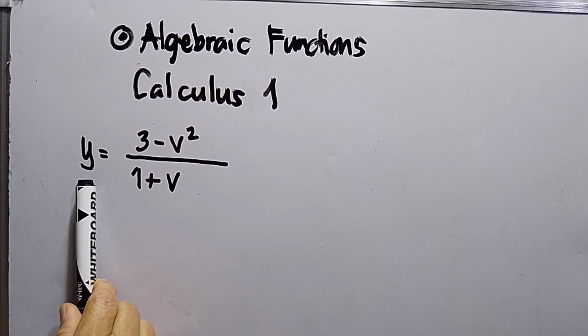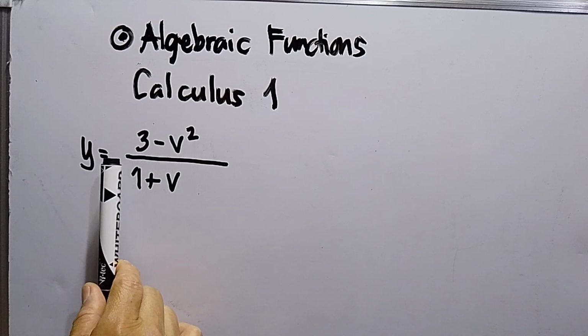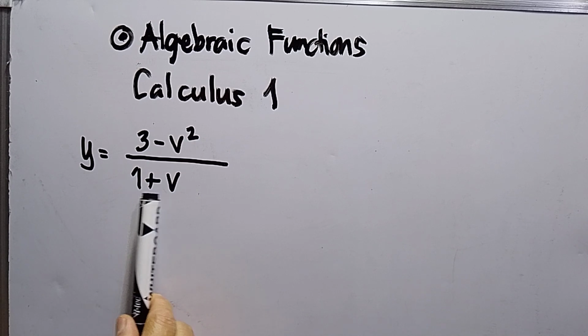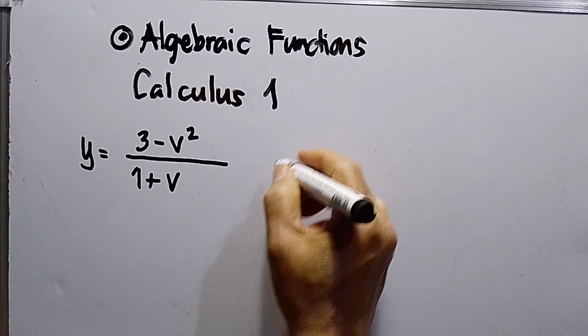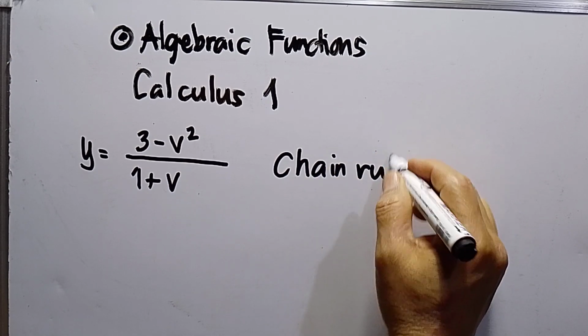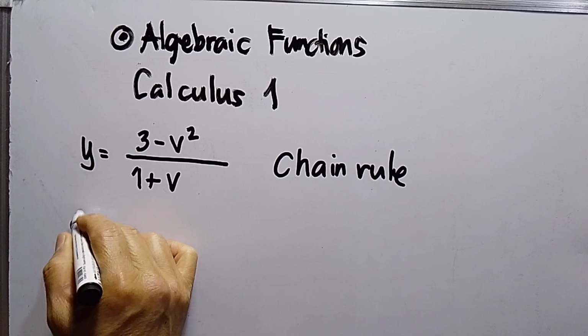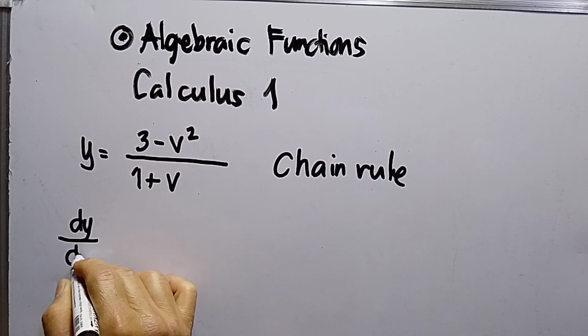So I have here y is equal to 3 minus v squared over 1 plus v. By the way, this is the chain rule. To solve this, we will apply the chain rule. So this will be dy over dv.